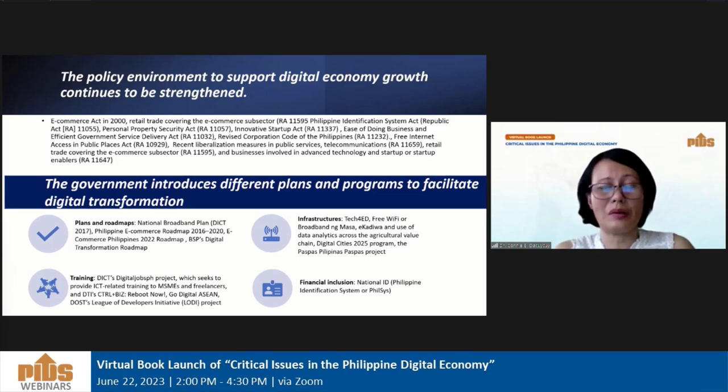And then early 2023, the PASPAS Pilipinas PASPAS project was launched. Essentially, this is in line with the ease of doing business law. The project provided some LGUs with computer units with the aim of streamlining and digitizing business-related documents. And this initiative is seen to accelerate the establishment of eBOS or the electronic business one-stop shops.